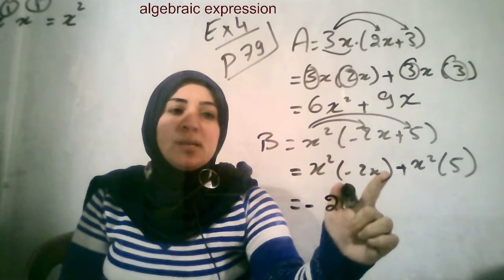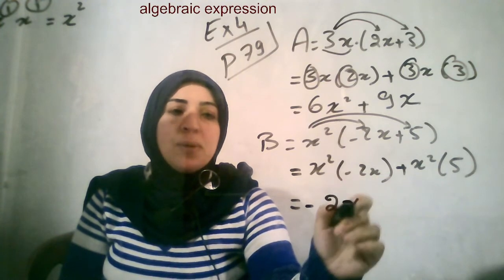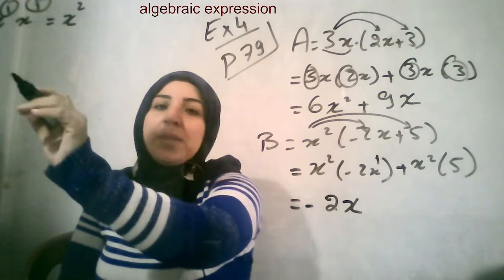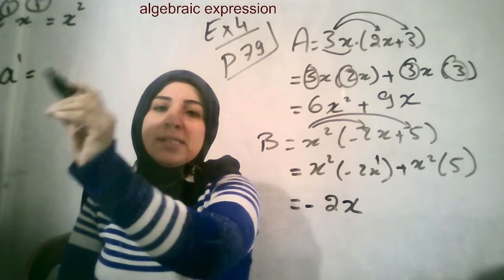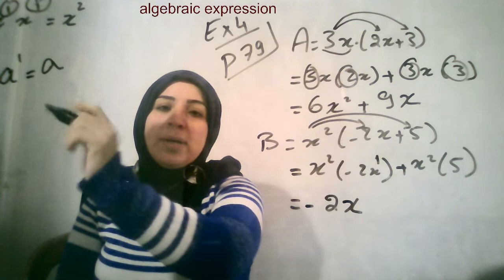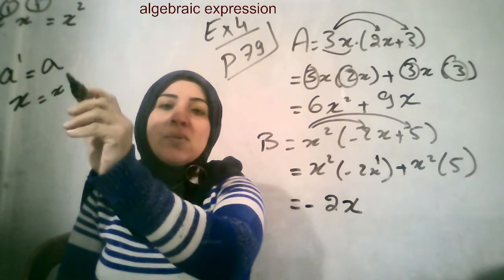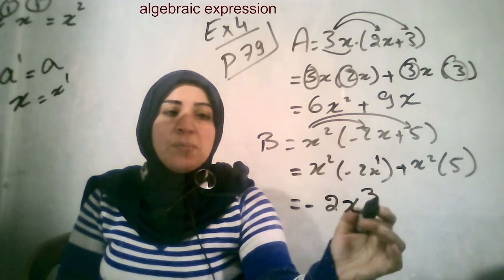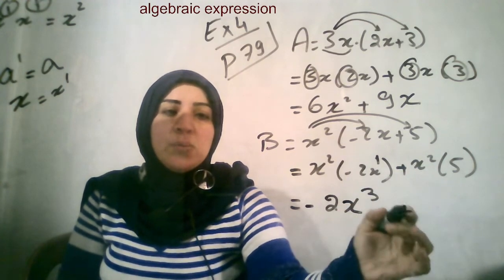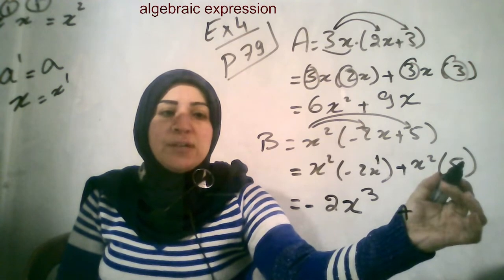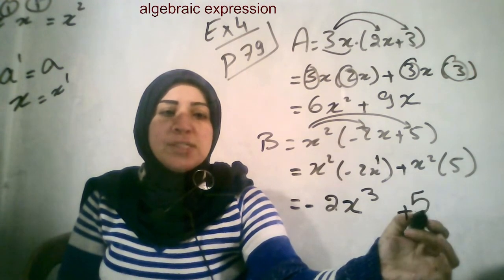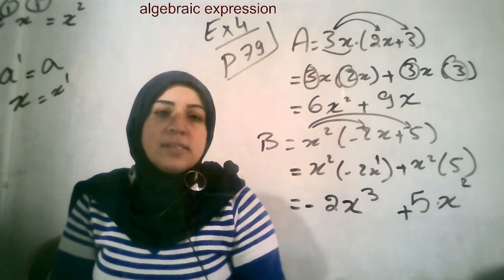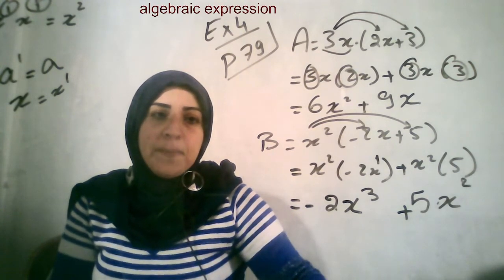X squared times x is x power how much? Let's add the exponents. 2 plus 1, since we know that a to the power 1 is a. So when we write x, it's the same as x to the power 1. X power 2 times x is x to the power 3. Let's move to the other one. X squared times 5, we have to write the coefficient first and then the variable with its degree. That's how we develop.